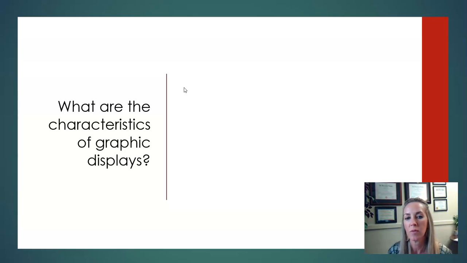Now I have another question for you. What are the characteristics of those graphic displays? I really want you to use graphs to display your data and to analyze your data. But what is the appropriate way to do so? Well, I'm going to give you the appropriate way for single case research publication. However, it will be just as easy for you to follow these guidelines in an applied practice in your classroom.